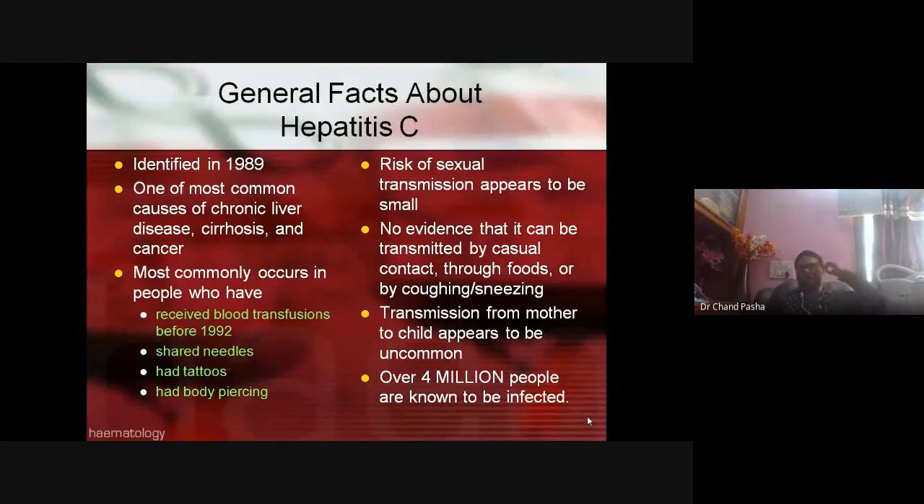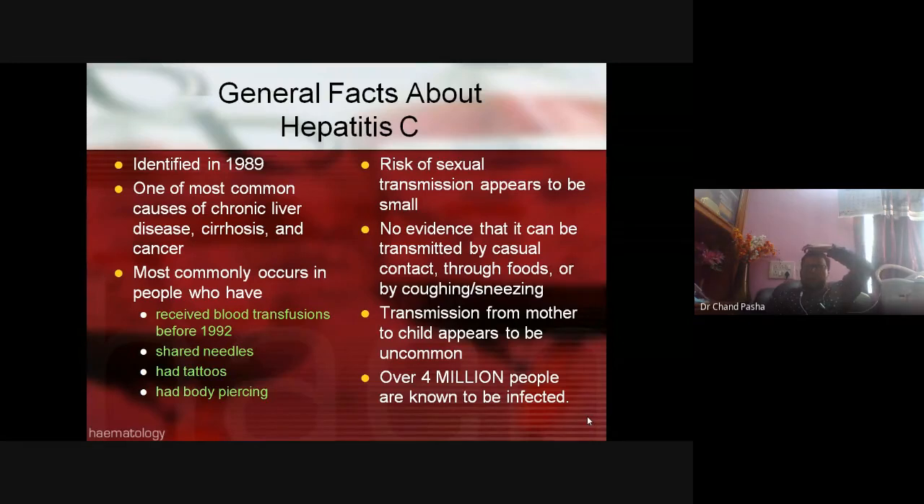Hepatitis B in very immunocompromised persons causes cirrhosis, whereas this one, not only cirrhosis, it causes liver cancer. Very dangerous, hepatitis C. It most commonly occurs in people who have received blood transfusions, shared needles, had tattoos or piercing. The risk of sexual transmission appears to be small in this case, but there is no sufficient experimental proof. No evidence that it can be transmitted by casual contact through food or by coughing, sneezing. And transmission from mother to child appears to be uncommon, so placental transfer is not there for hepatitis C.